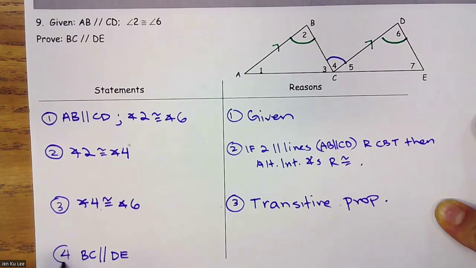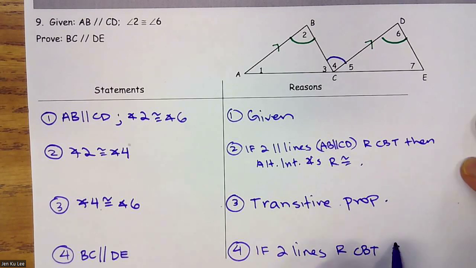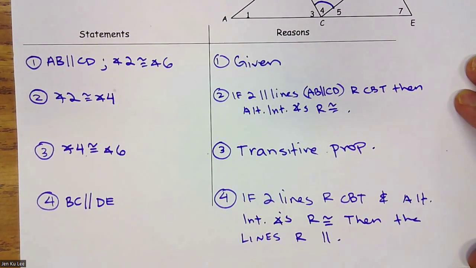And then the fourth step would be this. If two lines are cut by a transversal and alternate interior angles are congruent, then the lines are parallel. Okay, so that's my proof for this one.